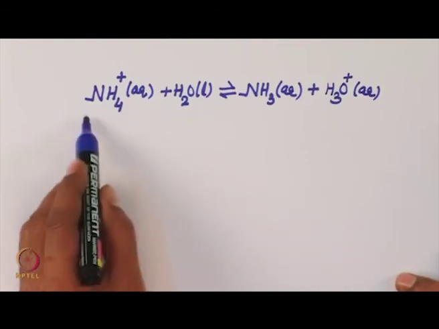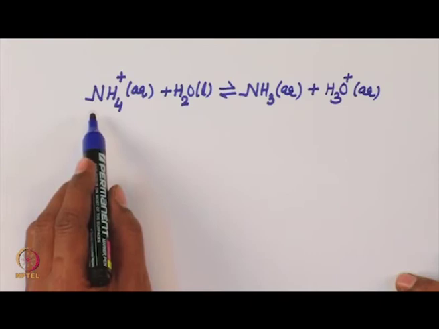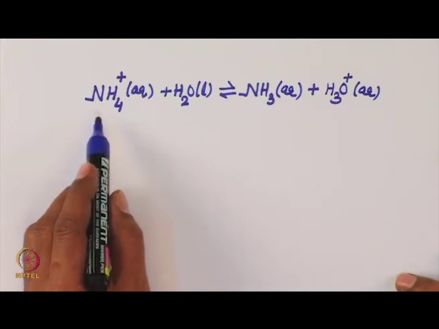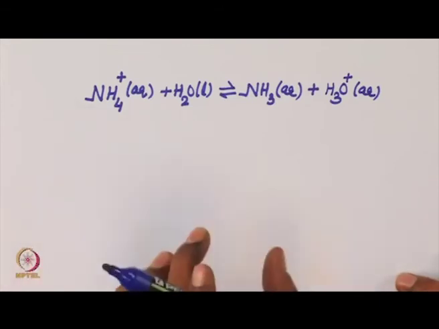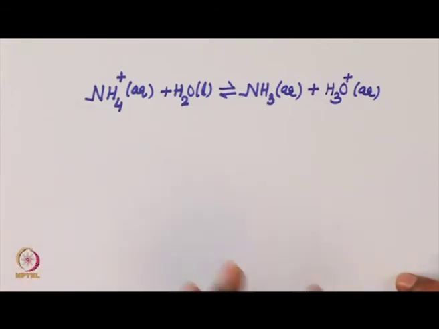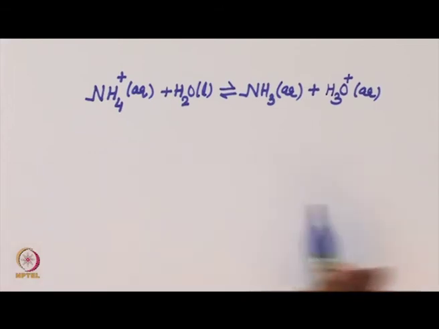NH4 plus is weakly acidic. And in fact, the question given to us has ammonium chloride. Chloride ion is not an appreciably basic moiety that it will affect the pH. Ammonium ion is very weakly acidic. Weakly acidic means the pH of the solution is going to be less than 7.